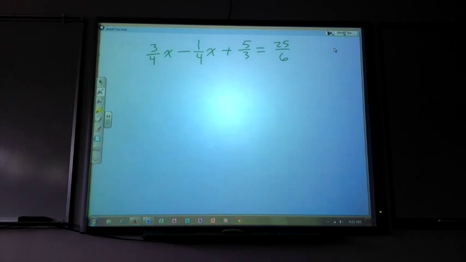So, right now up there, I have 4 terms. I have 3/4 x is one of my terms. I have a negative 1/4 x is another term. I have 5/3 is another term. And I have 25/6 as my 4th term. Still with me? Make sense so far? Okay.